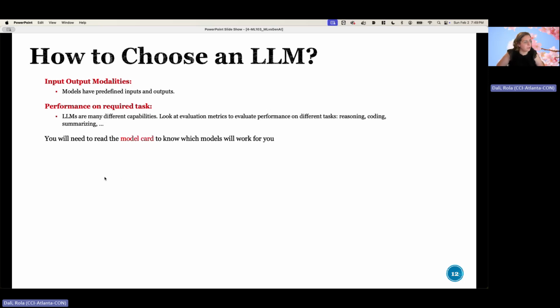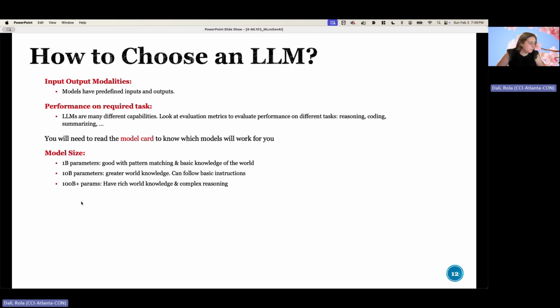And the way you do that is you look at the model card. You can think of the model card as the ID card of that model. It tells you what that model does, what the input is, what the output is, how it was trained, how big it is, what it is good at, and so on. By looking at the model cards, you would be able to potentially choose one.